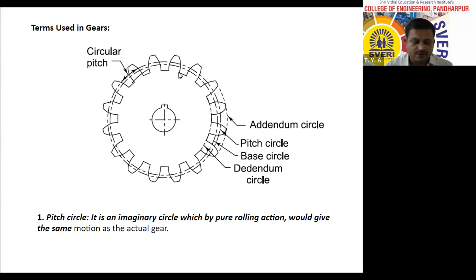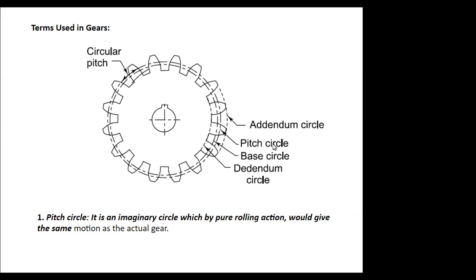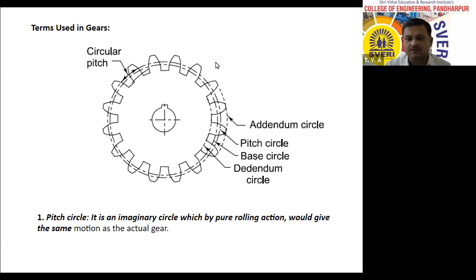Now, whenever a gear is in your hand, if I tell you to identify the pitch circle or base circle, is it possible for you to identify it? It is not possible, because this pitch circle is nothing but the center line of the gear teeth. Therefore, what is this pitch circle?